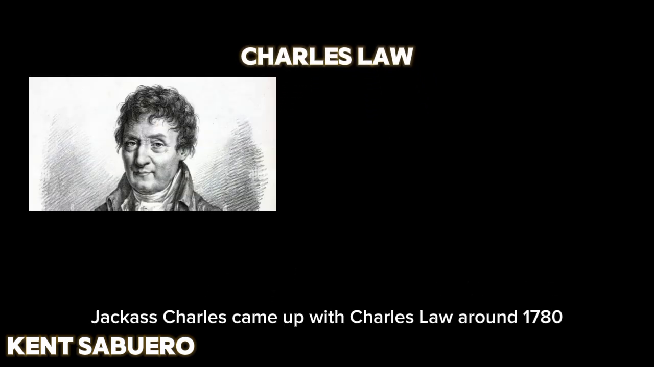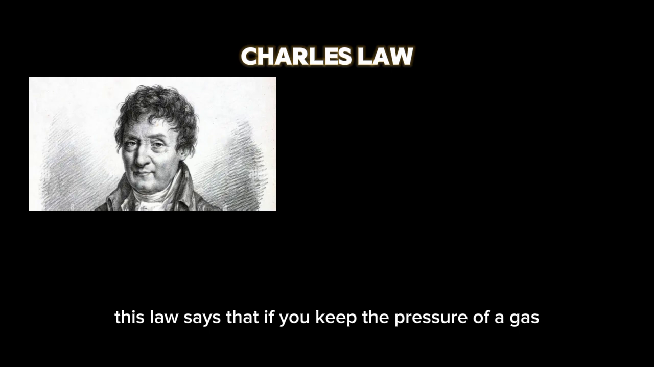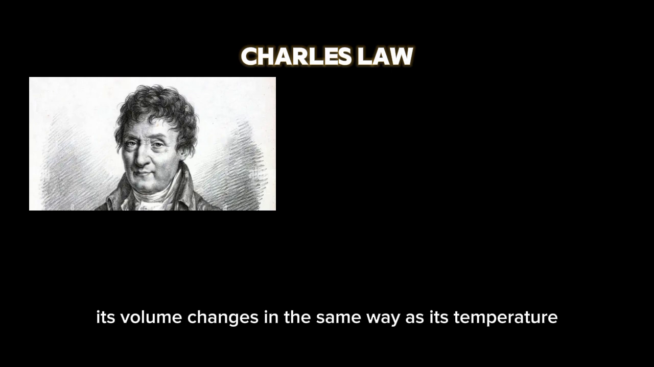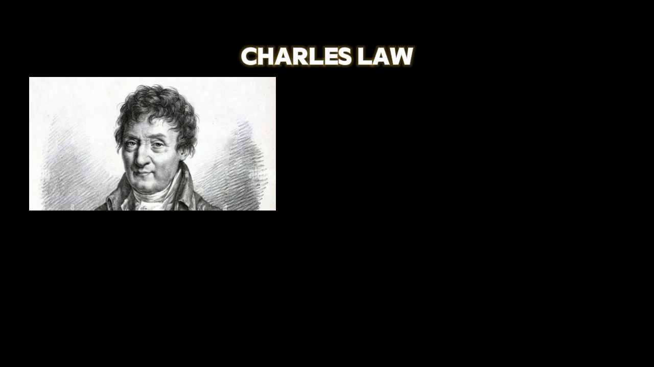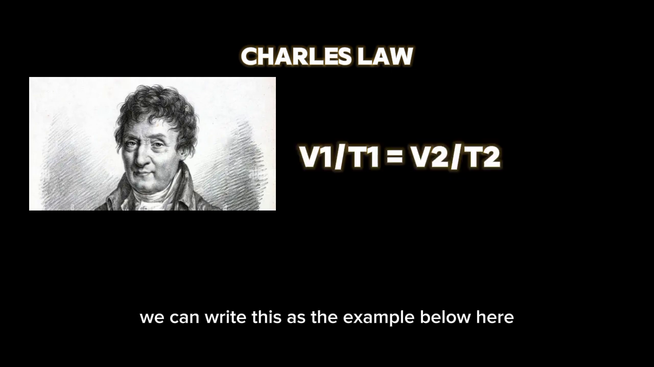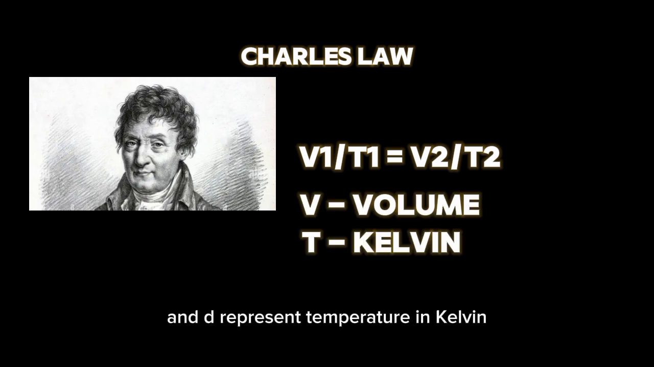Charles' Law. Jacques Charles came up with Charles' Law around 1780. This law says that if you keep the pressure of a gas the same, its volume changes in the same way as its temperature. When the temperature goes up, the gas spreads out, and when it goes down, the gas shrinks. We can write this as V1 over T1 equals V2 over T2. Here V represents volume and T represents temperature in Kelvin.